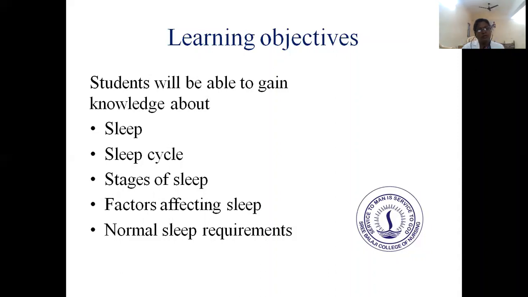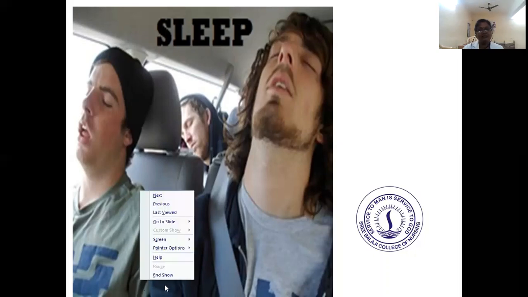Sleep. Sleep is a very important part of the lifestyle of a human being. Without sleep, people feel tired and are not able to do any work. When we discuss these topics, the students will be able to gain knowledge about sleep, the sleep cycle, stages of sleep, factors affecting sleep, and normal sleep patterns. See the picture of a person sleeping; how nice, when you are sleeping you become very relaxed.